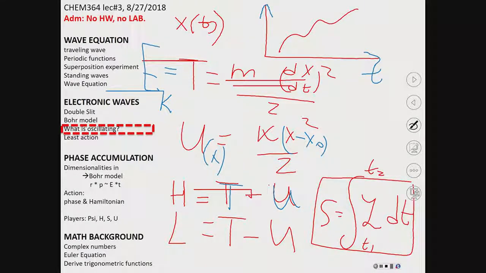Lagrange was crazy. He thought, why should we add kinetic and potential? Let's subtract. I am a mathematician, everything is allowed for me. So if you add energy together, it is H, Hamiltonian, total energy. If you subtract, it is Lagrangian. There is no correspondence in real life. It's just mathematical abstraction.